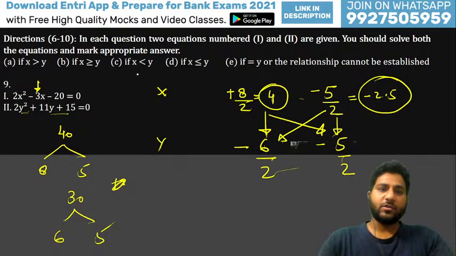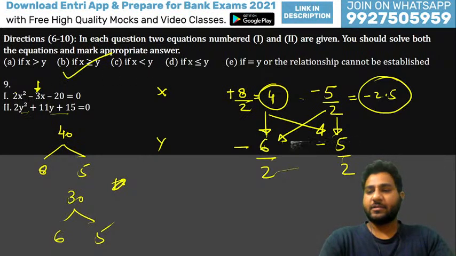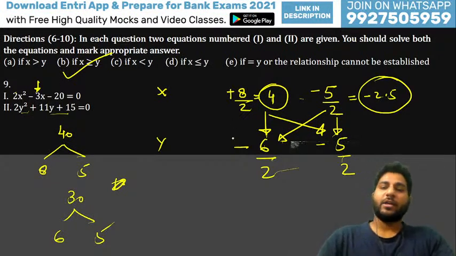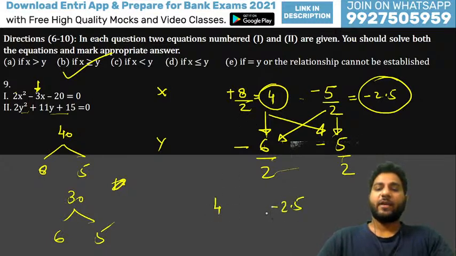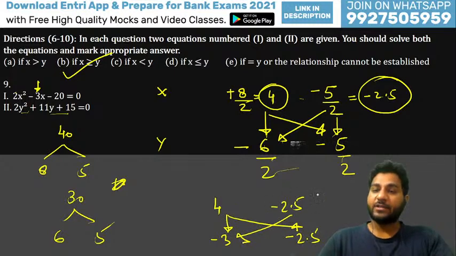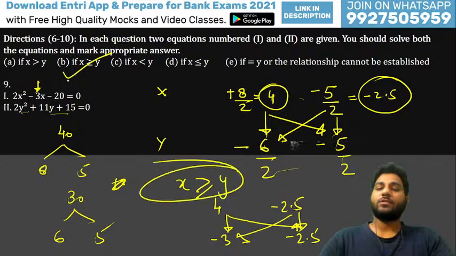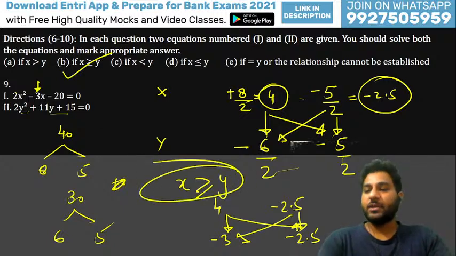I don't think so. I think B will be the correct answer. Fabian? It will not be E. Look at this, here 4, minus 2.5, minus 3, minus 2.5. Look at this, the comparison. X is greater, greater, still greater, because minus 2.5 is greater than minus 3, and equal. So x is greater was there, but equal was also there. So the answer is option B.